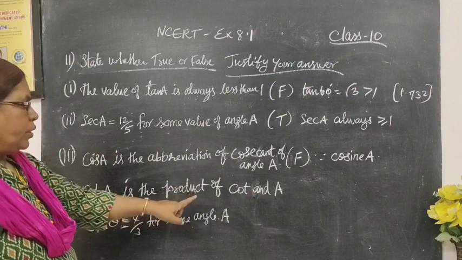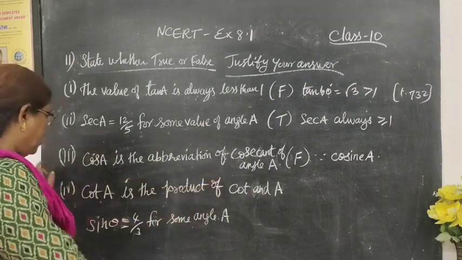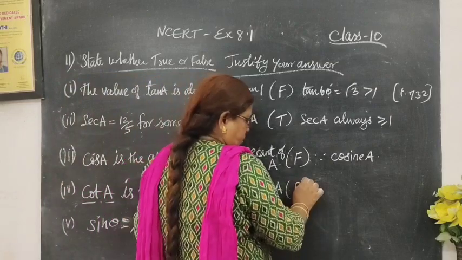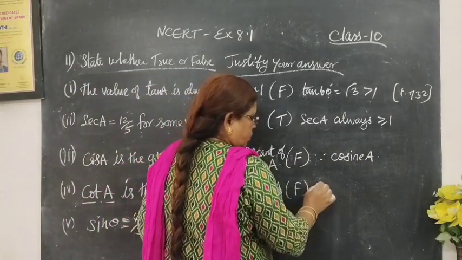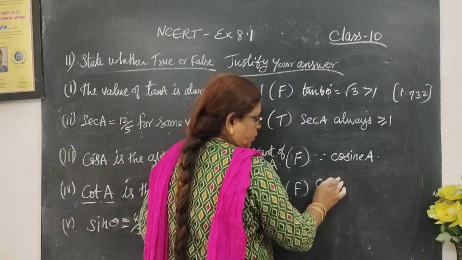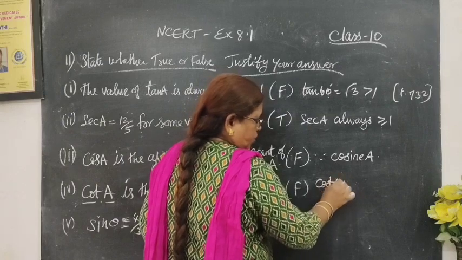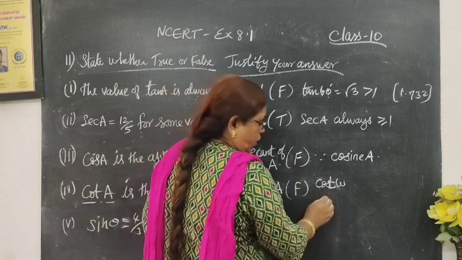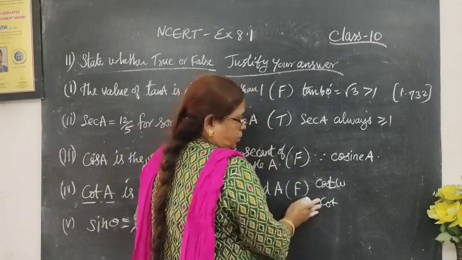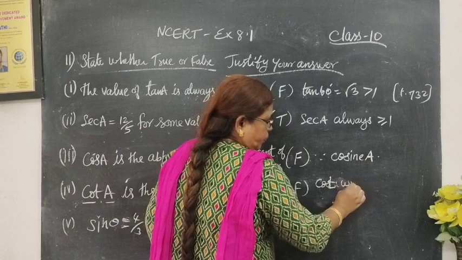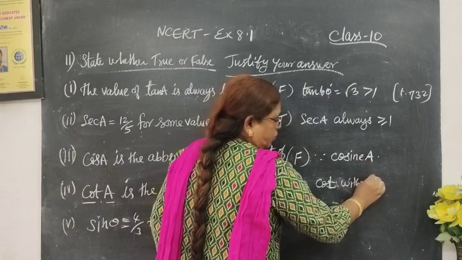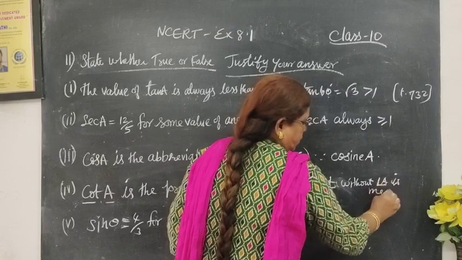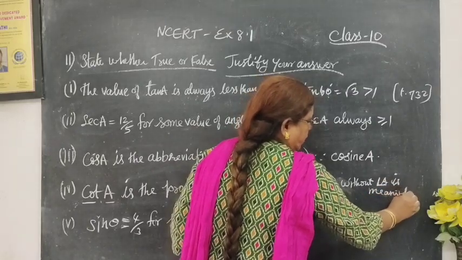Cot A is the product of cot and A. It is false because this is meaningless. Cot without any angle is meaningless. You can't write this simply cot. So cot without angle A is meaningless.